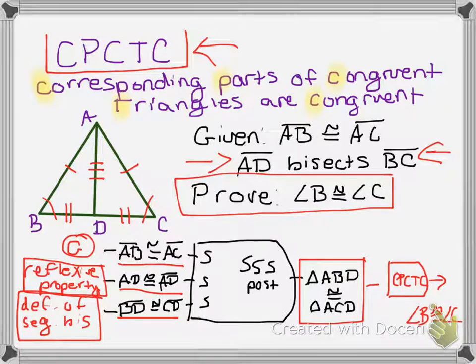So CPCTC is an extension. We're extending out to the right. Once we've proved that the two triangles are congruent, we can say that any corresponding parts of congruent triangles are congruent. That's our CPCTC, and that allows us to prove that angle B is congruent to angle C. And that's it.